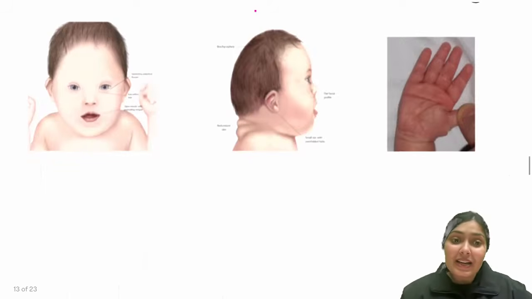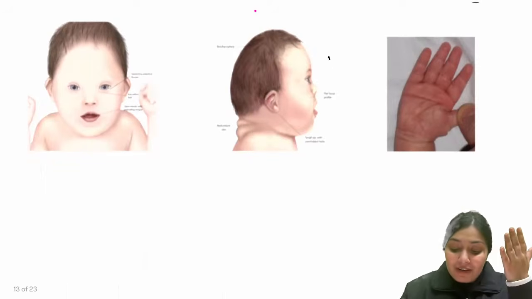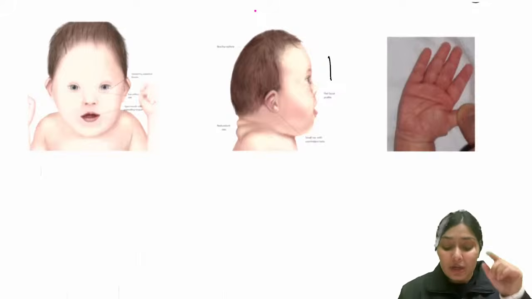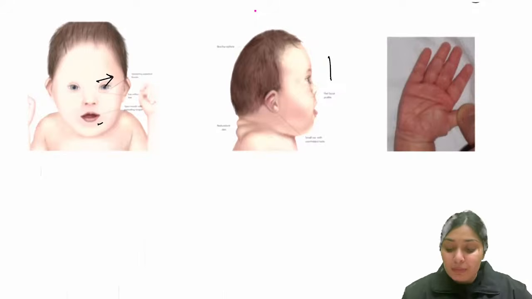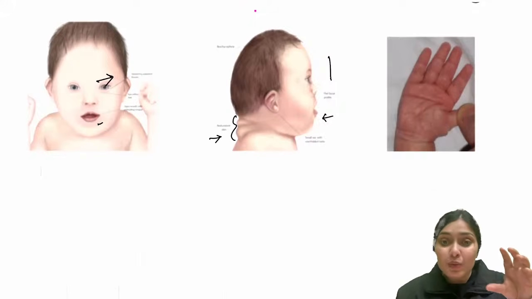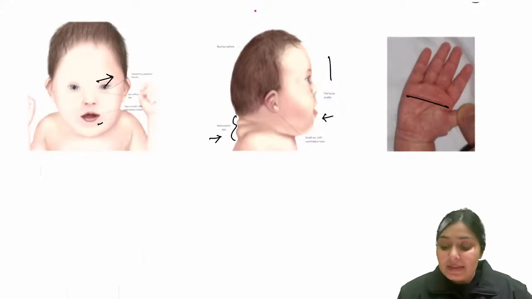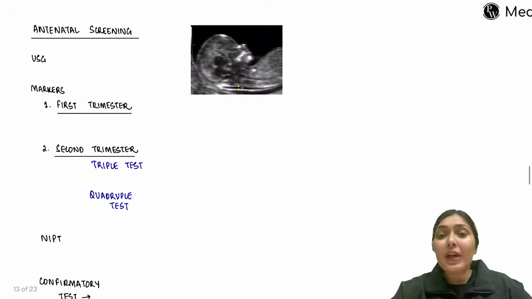So look at this child. Can you see the flat face? A flat face means a very small nasal bone, a mongoloid slant, open mouth and protruding tongue. And look at the neck. There is an increase in the nuchal thickness. This is a single transverse crease, that is the simian crease. So let's now move to the antenatal screening.